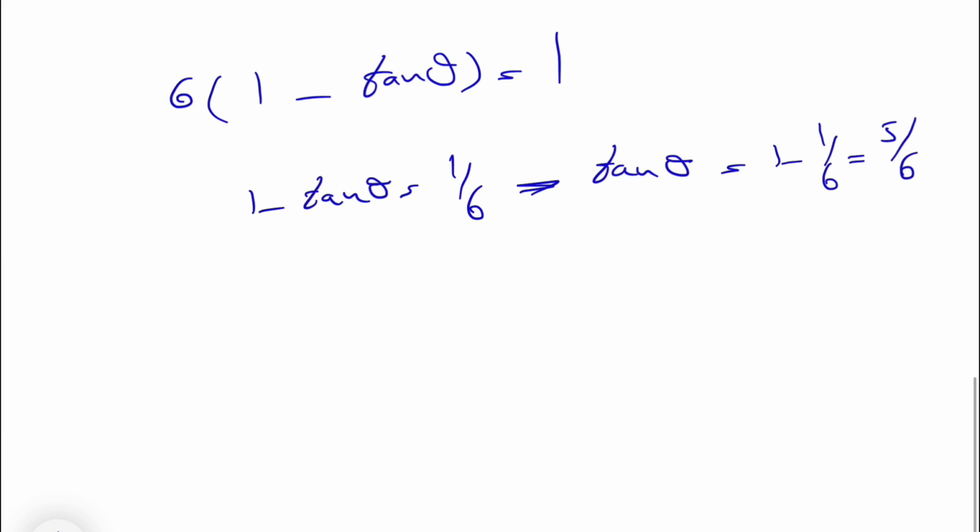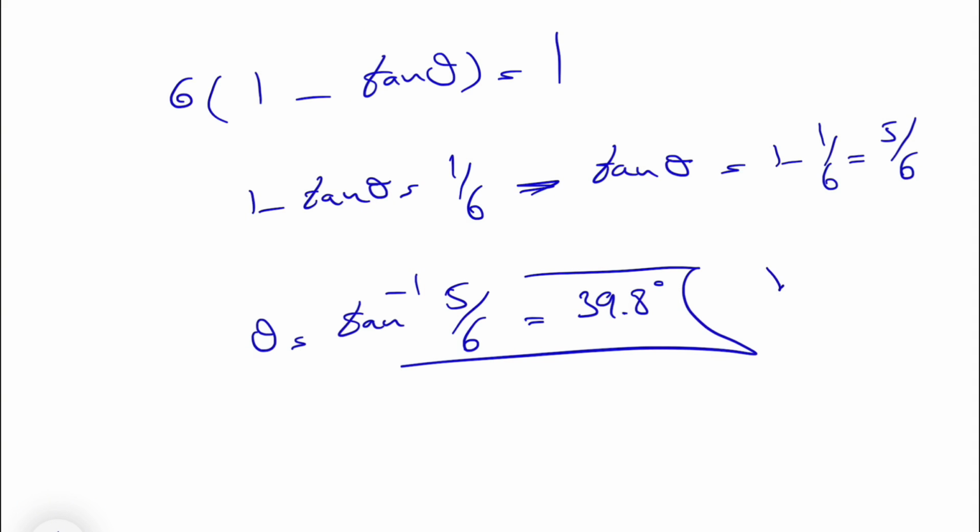So if you want to find theta, we simply have the inverse tangent of 5 over 6, and that would be 39.8 degrees. And that would be the B part of the answer, where we need to find the value of theta. And that would be all for this question.